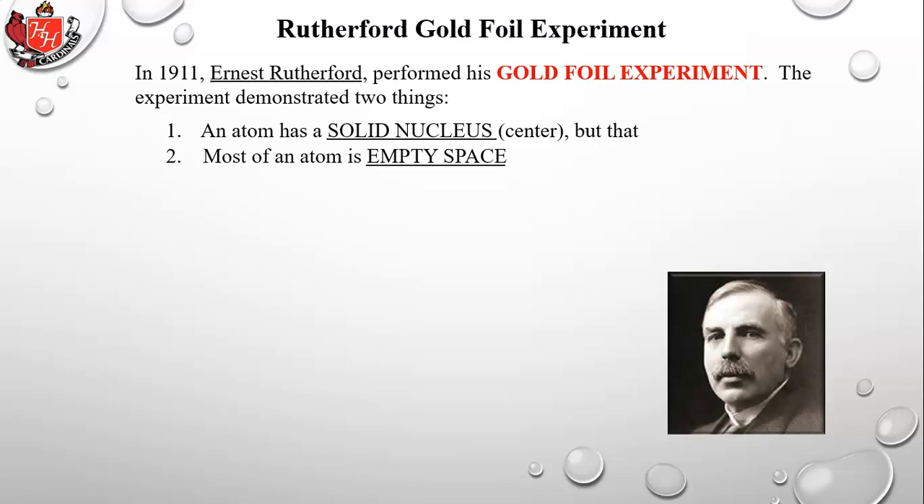So this refuted Thomson's theory that the atom was a big, uniformly charged positive blob with a bunch of little electrons stuck in. Instead, Rutherford came up with the idea that all of the positive charge was in this solid nucleus in the center, but that the electrons flew around outside of that, and that most of the atom is actually empty space. So most of your body, 99.99% of your body, is empty space.